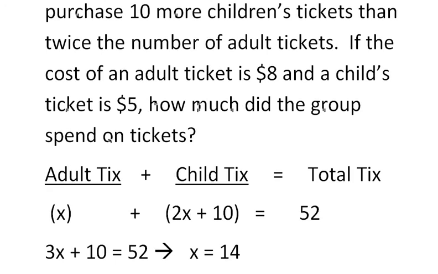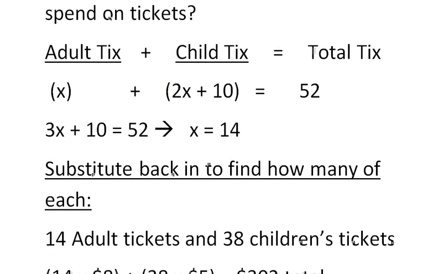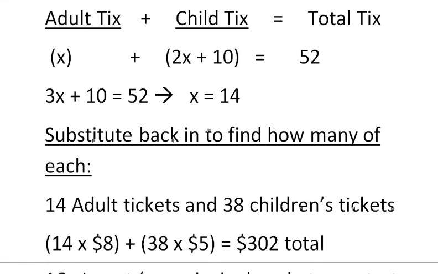Now that's not my final answer. That's just telling me what to plug in here and here to figure out how many of each type of ticket I have. Once I do that, I find out I have 14 adult tickets, and then 2 times 14 is 28, plus 10 is 38 children's tickets. Now I can plug back in how much each of them costs. It was $8 for an adult and $5 for a child. Plug those in times the number of tickets, I can find out my total.